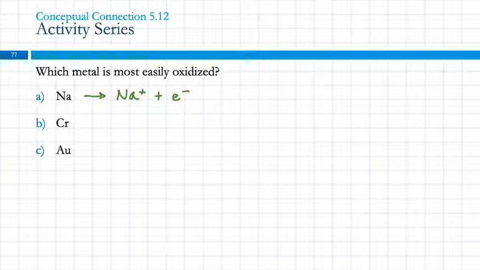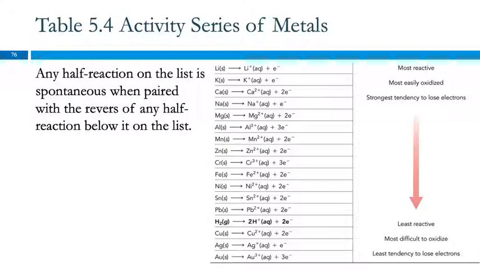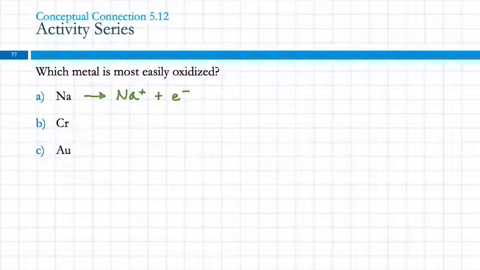So we look at the list, and we're looking for the one that's highest on the list, right? So we got lithium, potassium, calcium, sodium. So that's the first one. It's above chromium and gold. And so sodium is the most easily oxidized. It's highest on the list.